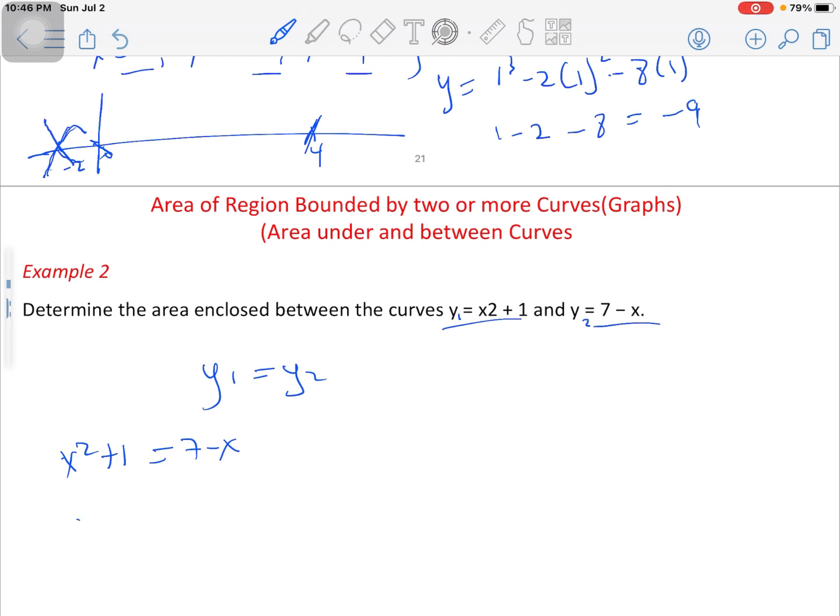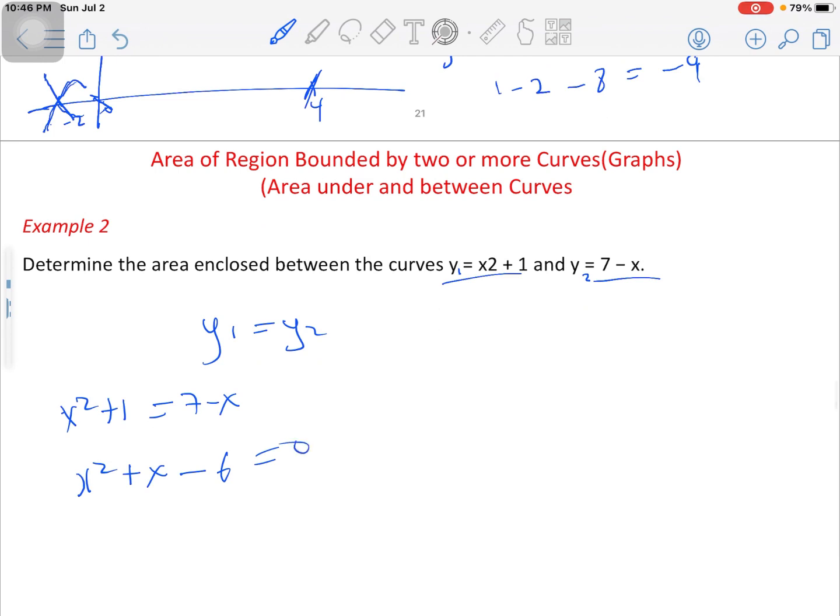When we simplify it, we are going to get x squared plus x minus 6 equals 0. Now we have been able to find a quadratic equation, and we need to find the roots of the quadratic equation. When we find the roots, this means that we have found the cutting points on the x-axis for the intersection of the two functions, right?